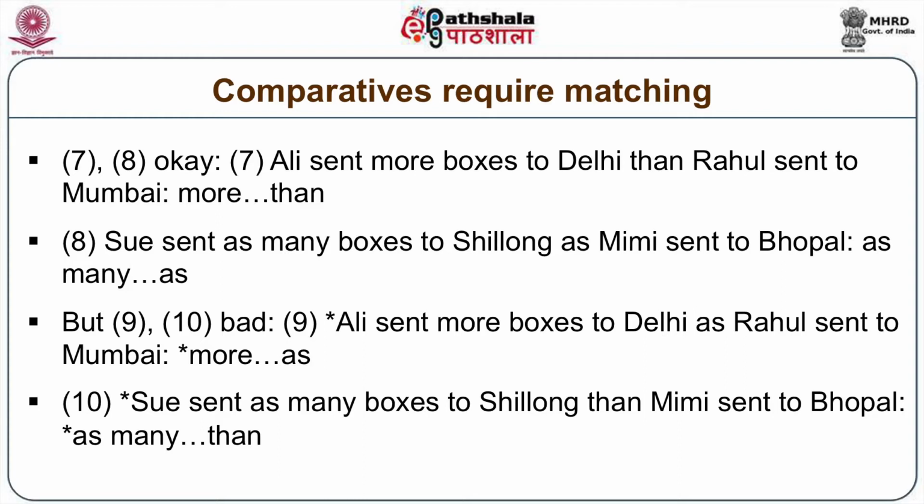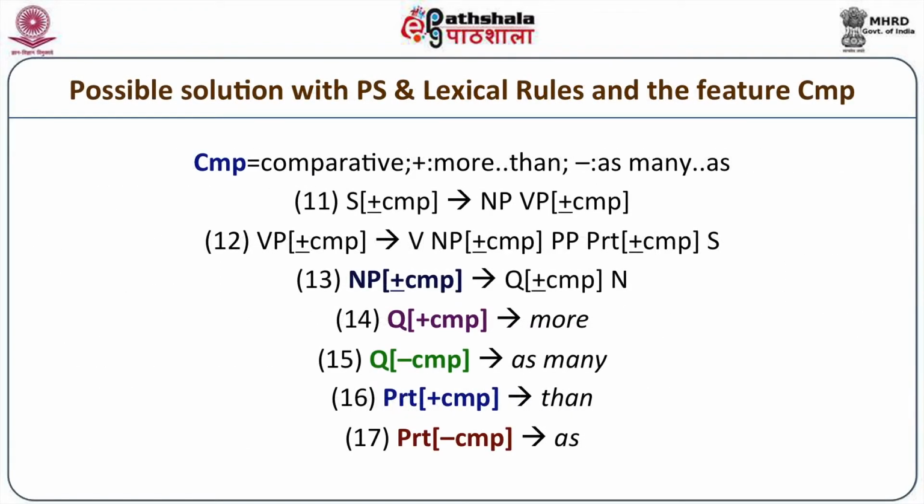But when you push it, when you provide examples of nested comparatives, even these best efforts of the phrase structure system fall flat on their face. We're going to show you step by step how far the best, most strenuous efforts of the phrase structure system deliver some goods and where those deliveries stop being sufficient. Consider the examples we have seen so far. Ali sent more boxes to Delhi than Rahul sent to Mumbai, and Sue sent as many boxes to Shillong as Mimi sent to Bhopal. Suppose you set up a feature, CMP, for comparative.